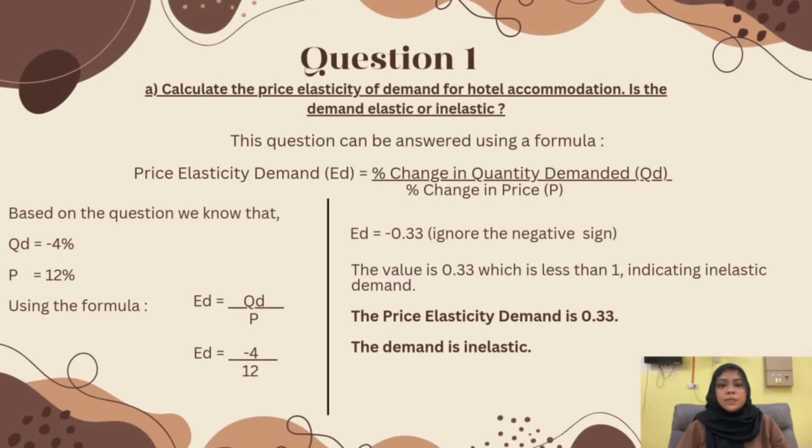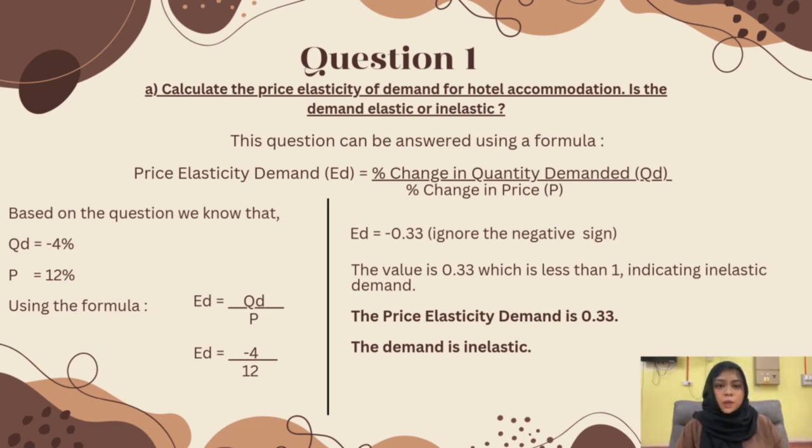To calculate the price elasticity of demand and to justify whether the demand is inelastic or elastic, we have to use a formula, and that formula is given in my slide: price elasticity of demand, ED, is equal to the percentage change in quantity demanded, which is QD, divided by the percentage change in price, which is P. So back to the question, we know that QD is equal to negative 4%, while price is equal to 12%.